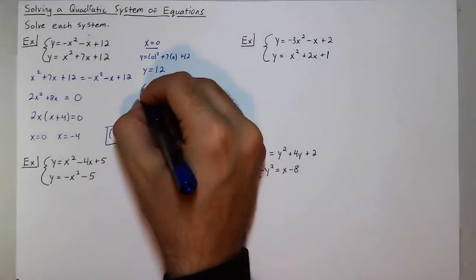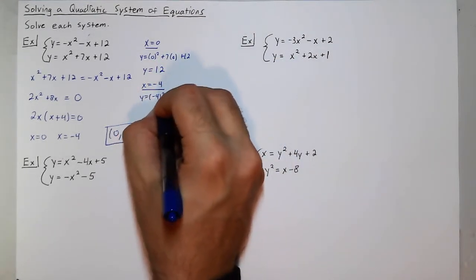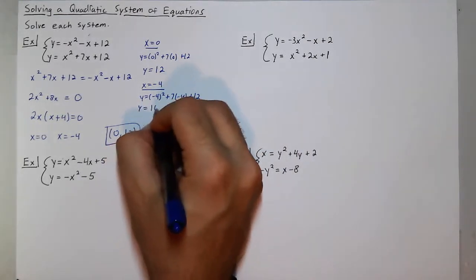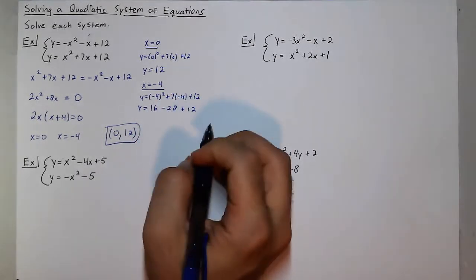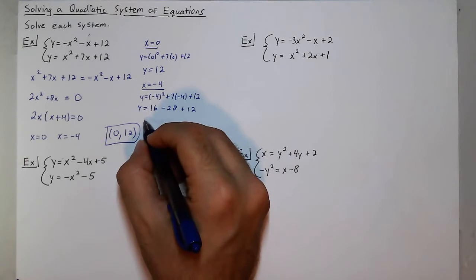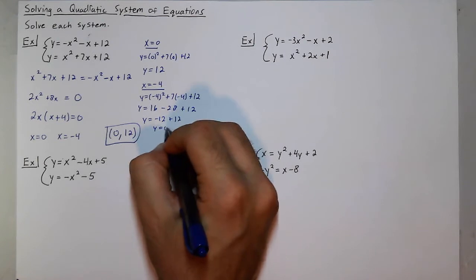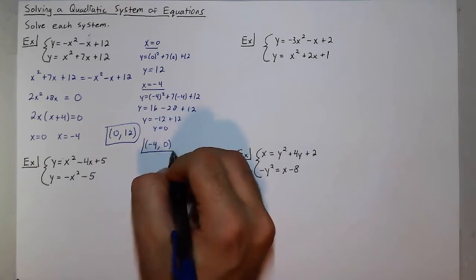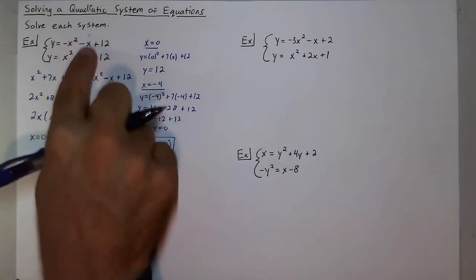And the other solution would be when I plug in negative 4, and again, I'll use the bottom equation. So y is equal to negative 4 squared plus 7 times negative 4 plus 12, giving me 16 minus 28 plus 12. So 16 minus 28, that's going to give me negative 12 plus 12, so we get 0. So the other solution would be at negative 4, 0. Those would be the two solutions to that particular system. That's where these two graphs would meet and intersect.